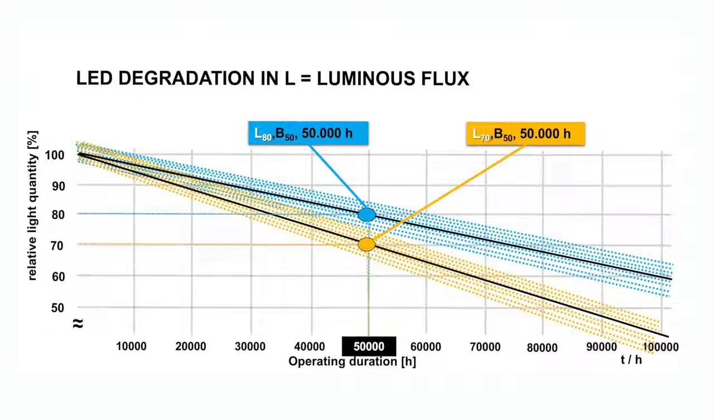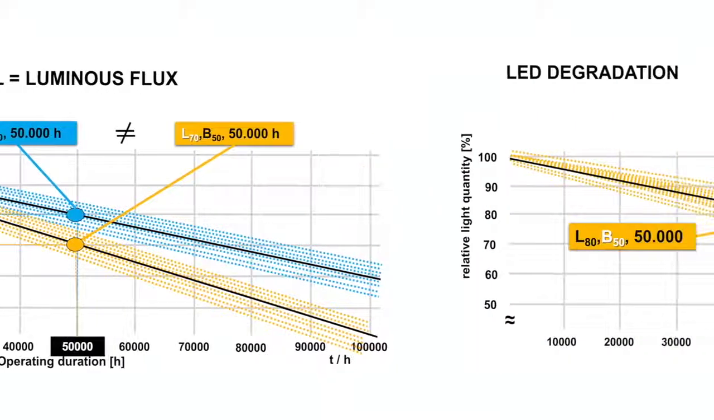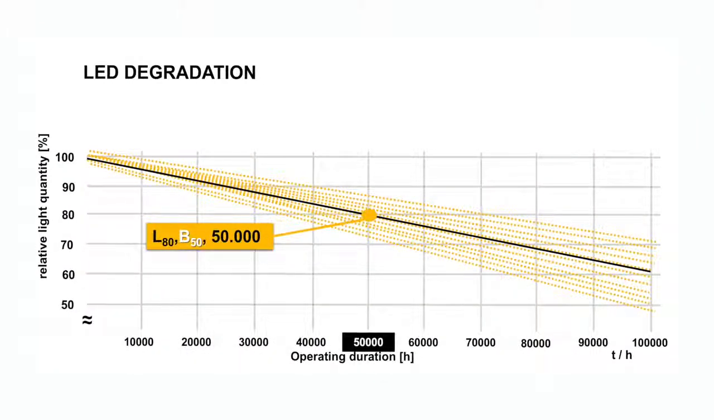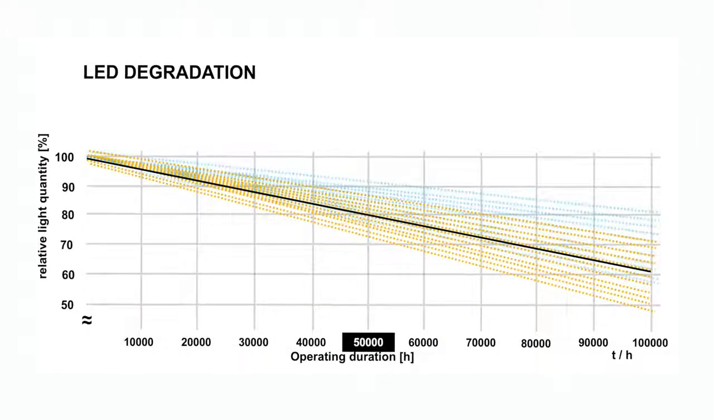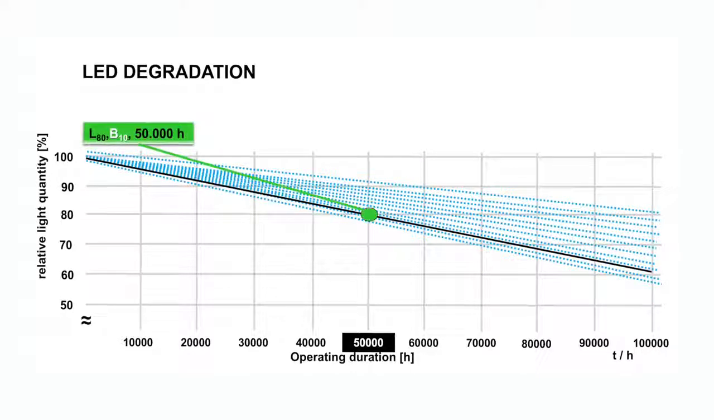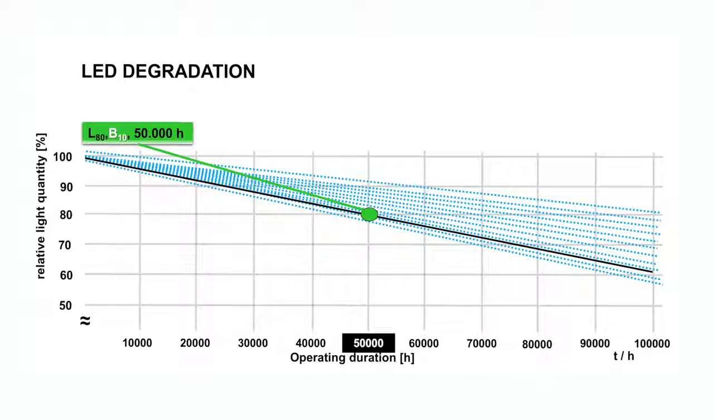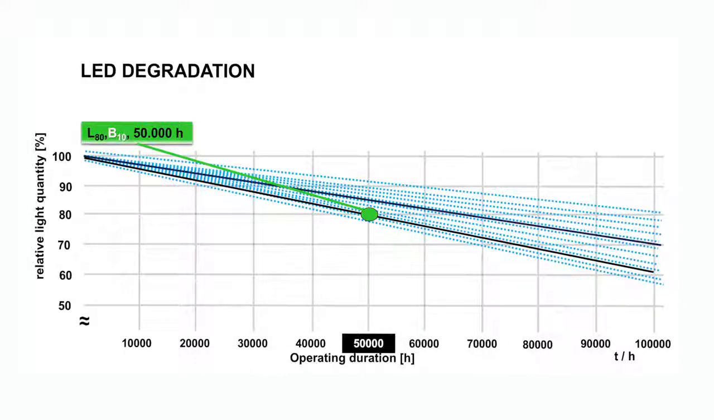These are not equal. There could also be a variation in the B label. The average of these LEDs gives L80 B50 at 50,000 hours. And this bank of LEDs is slightly better, but we could end up with the label looking very similar. This is still L80, but the number of LEDs below 80% of the original output is only 10%. Therefore, we can guarantee a more uniform degradation, and the label is L80 B10.